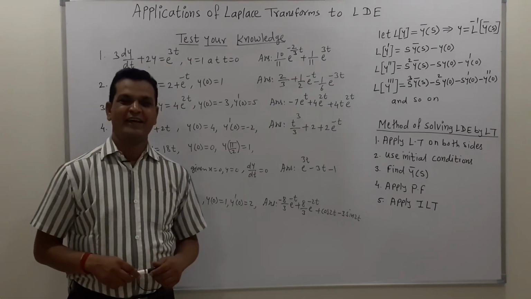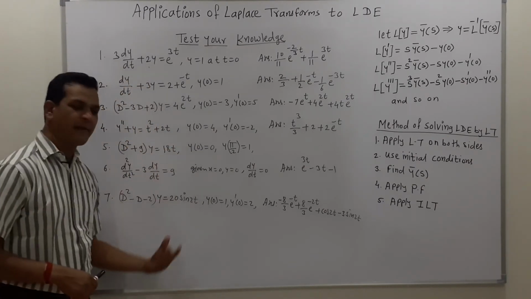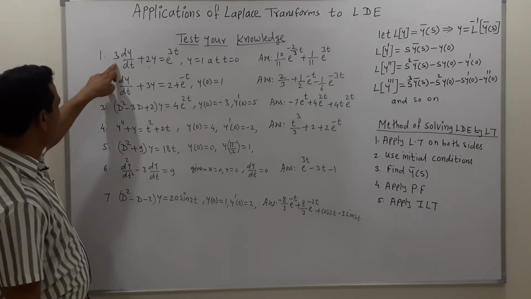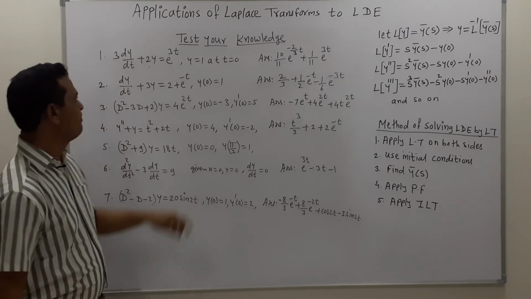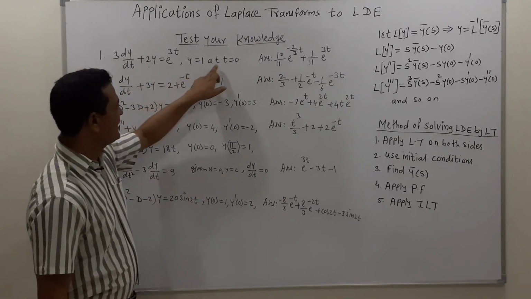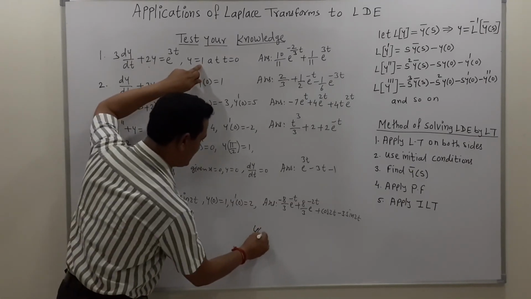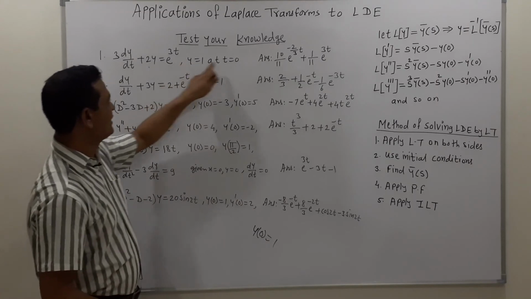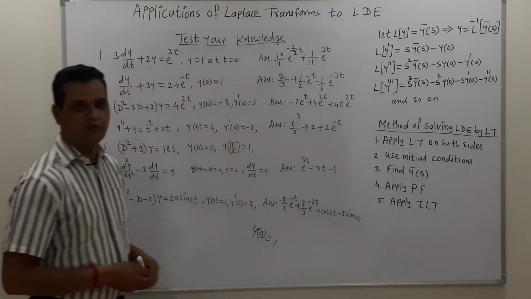Now let's take some examples for your practice purpose. Now friends, time is to test your knowledge. Here for your practice purpose, 7 examples are given. The first example is 3 times derivative of y with respect to t plus 2y is equal to e raised to 3t, where y is equal to 1 when t is equal to 0. This means that y of 0 is equal to 1. That is the meaning. In another way they represent this equation. So this is the answer related to the first question.